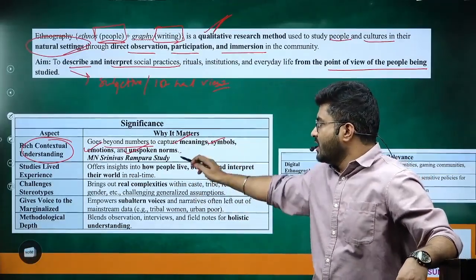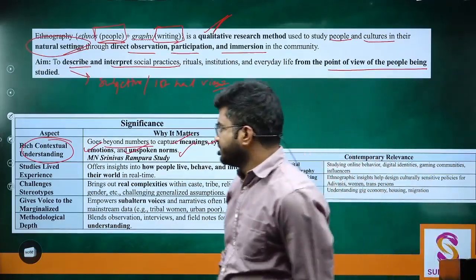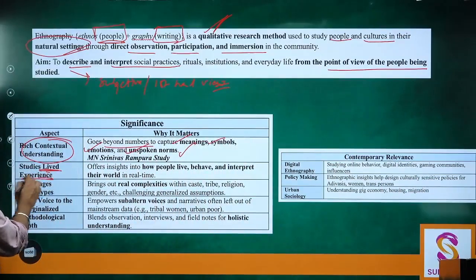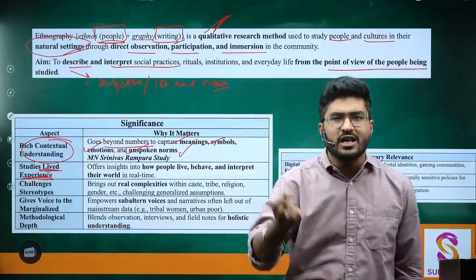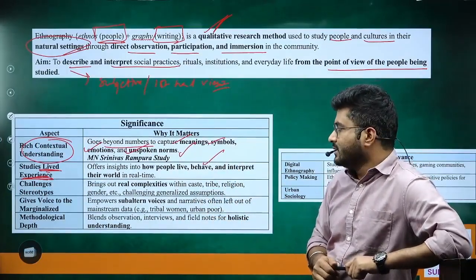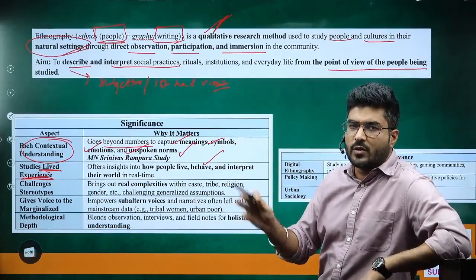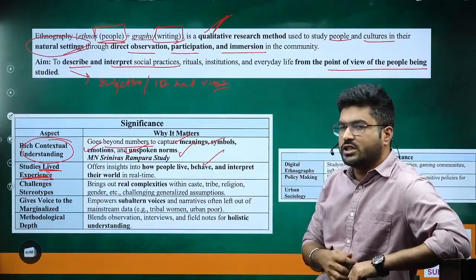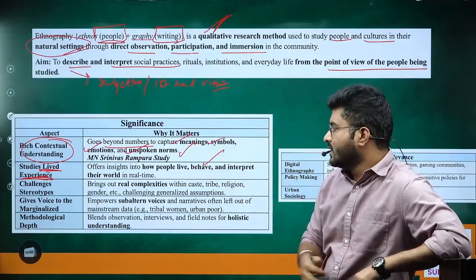Okay. For example, M.N. Srinivas Rampura study of Mysore. Then it helps us to study the lived experience. So it gives us an insight into the original behavior of the people. Okay. Then it tends to challenge the stereotypes. जो biasness हैं, जो prejudices हैं, जो आप create कर लेते हो किसी social surrounding के लिए, उसको आप challenge कर सकते हो इससे, because it will bring out the real understanding, real complexities, real nuances of that particular surrounding.